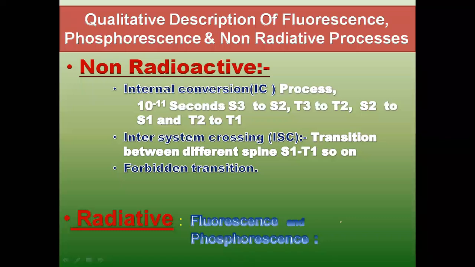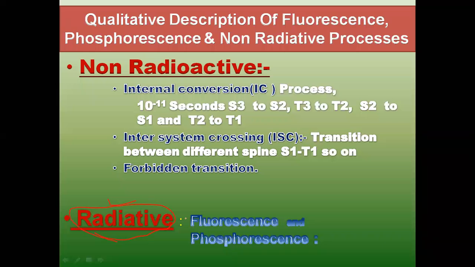Electrons jump from a higher excited energy level to a lower excited energy level through internal conversion. When an electron moves from the singlet excited energy level to the triplet excited energy level, intersystem crossing occurs. Then we studied the radiative processes in the transition of the electron.